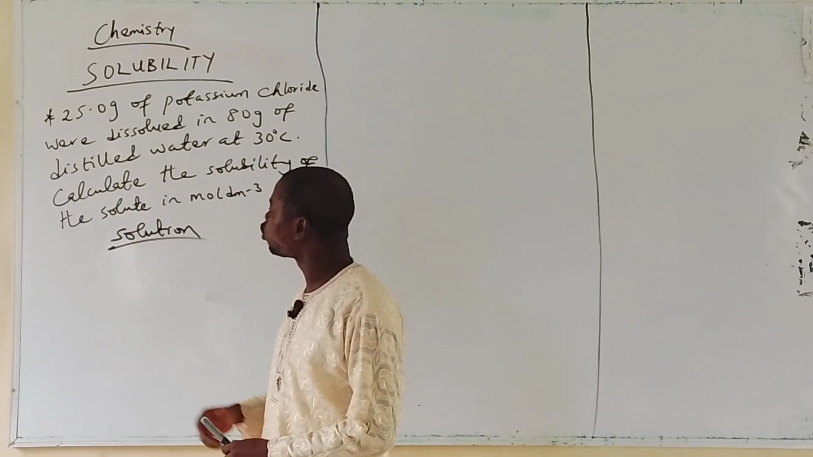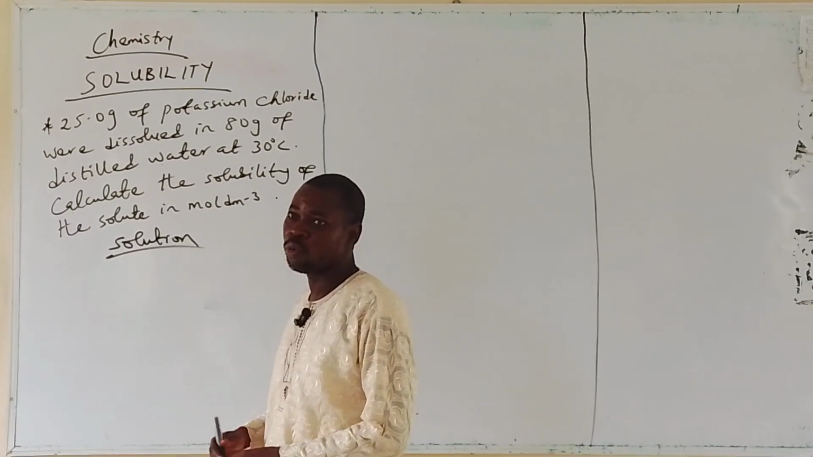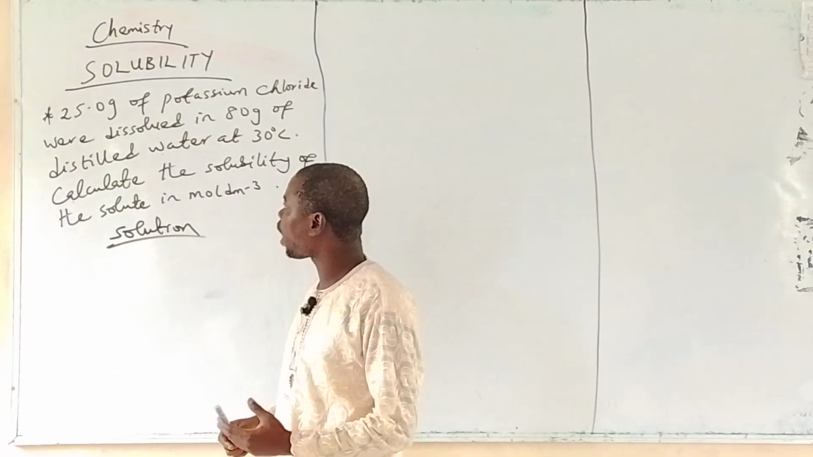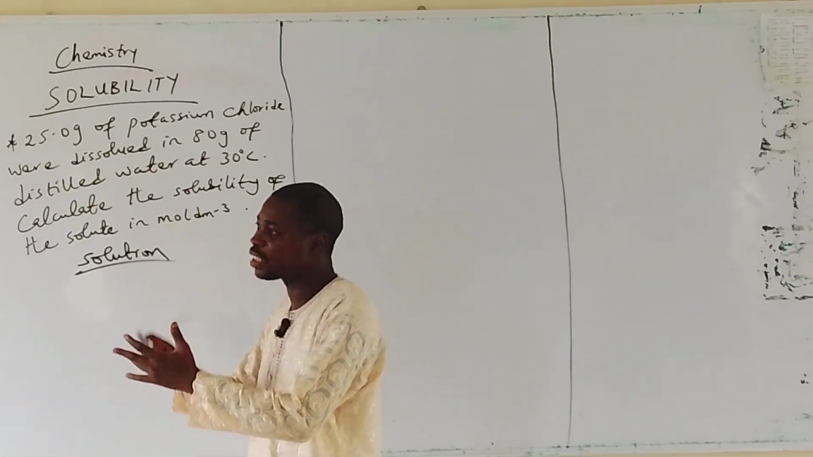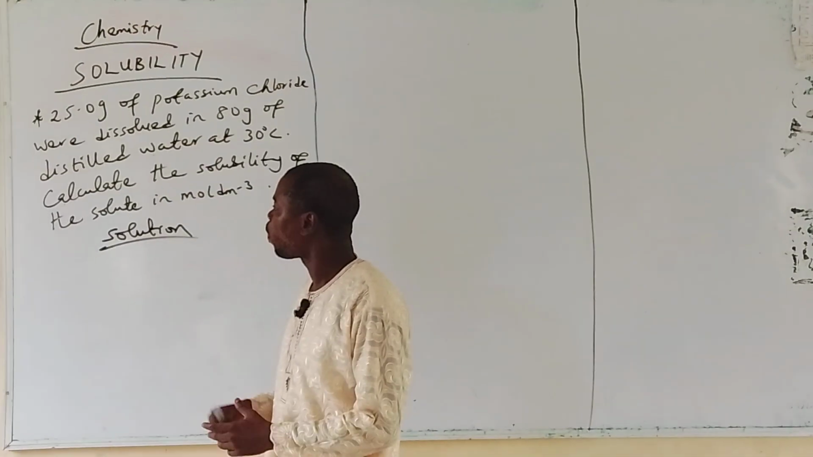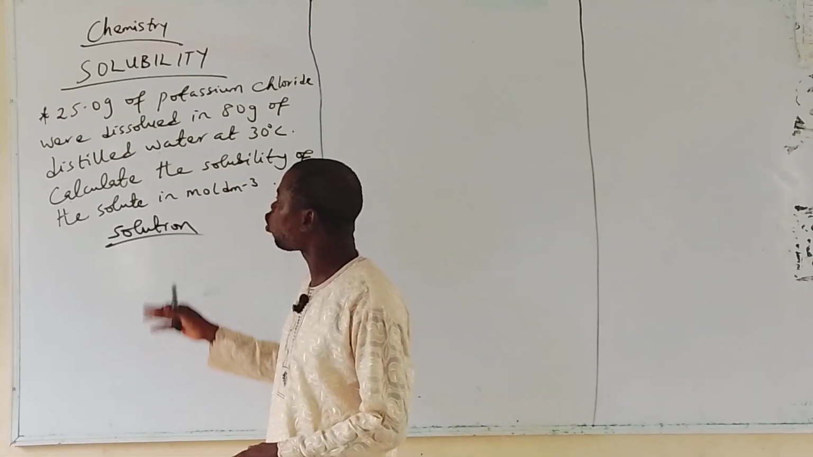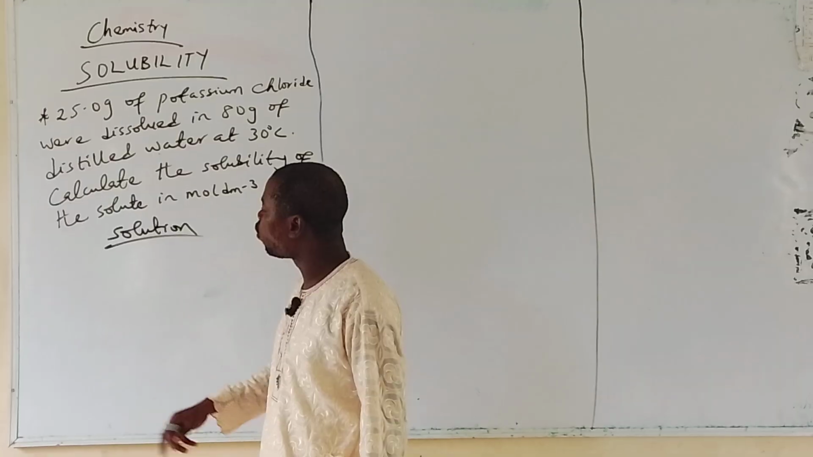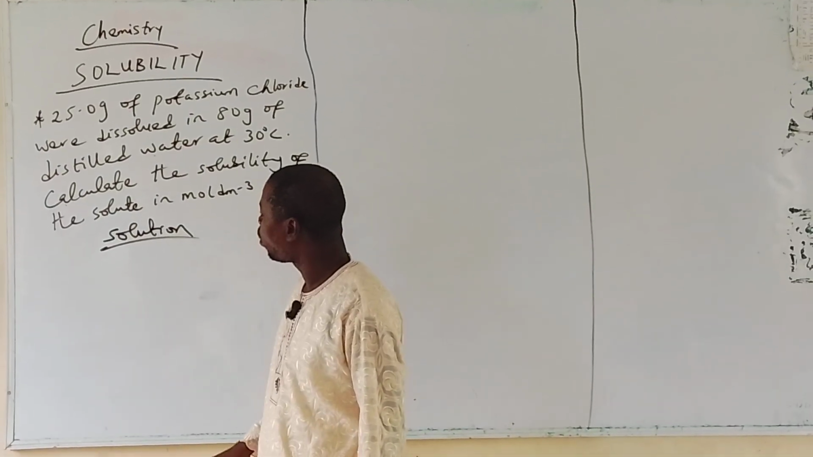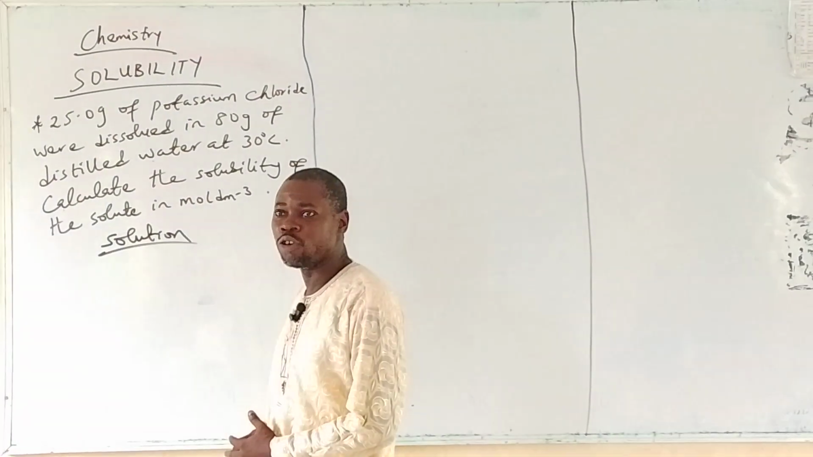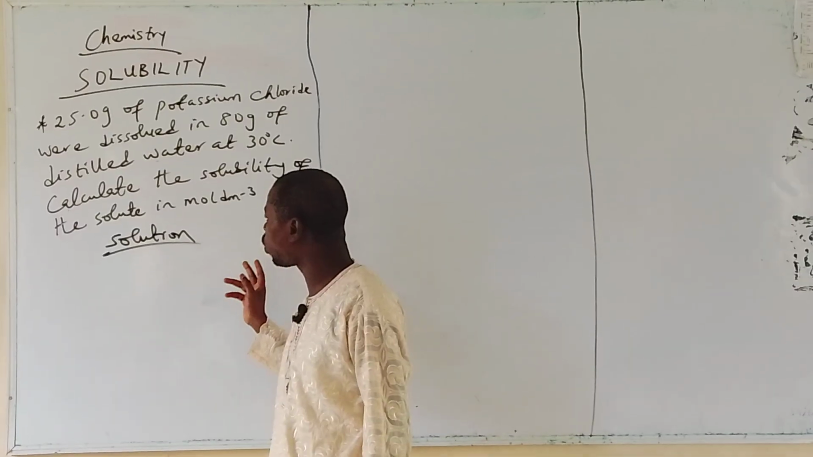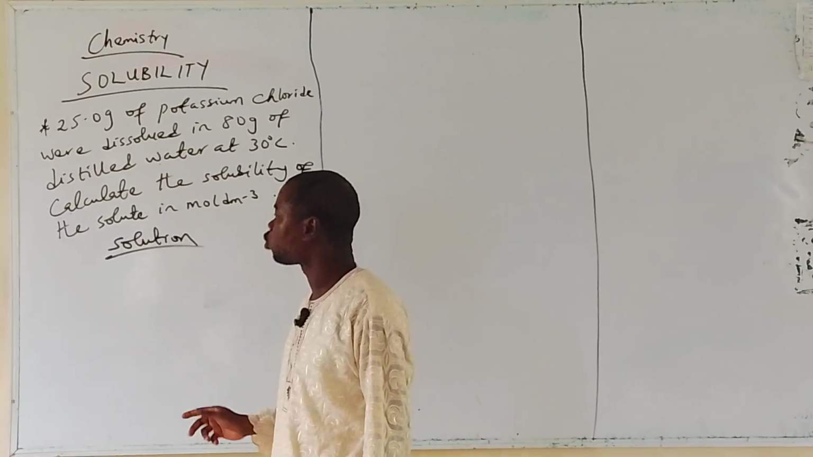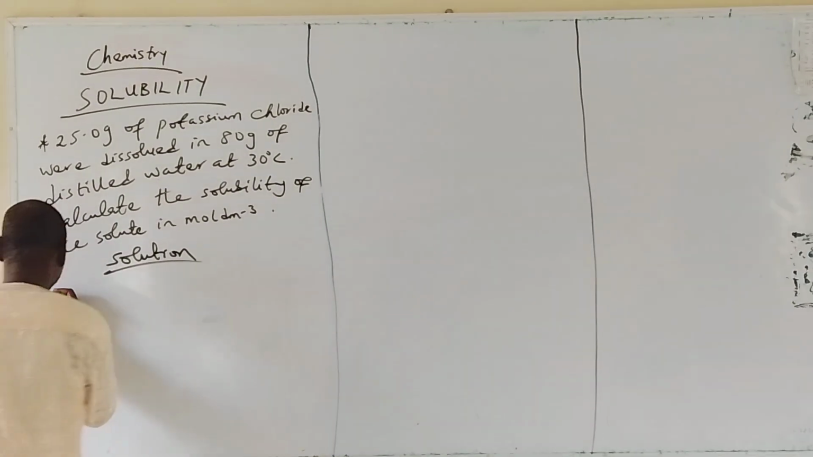So the first thing I'm going to do is to write the formula for solubility. There is a formula connecting the solute, the solvent, and the solution together. The formula states that solubility at a certain temperature is the mass of the solute all over the molar mass of the solute multiplied by 1000 cm³ of the solvent or solution all over volume of solution. So let me write the formula.